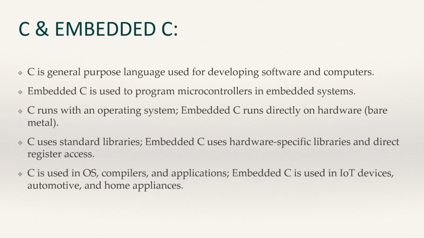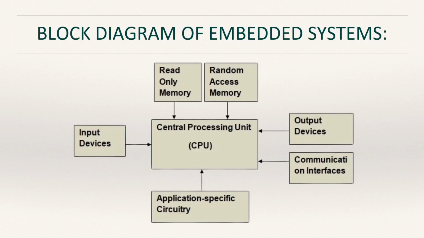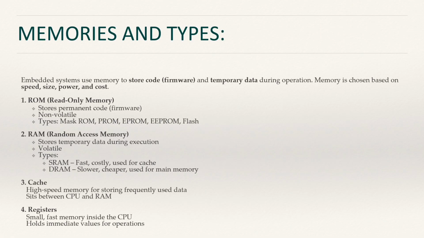Thank you, Akshaya. I am Karthik. I am going to explain the block diagram of embedded systems. It contains a central processing unit, read-only memory, random access memory, input devices, output devices, communication interfaces, and application-specific circuitry.